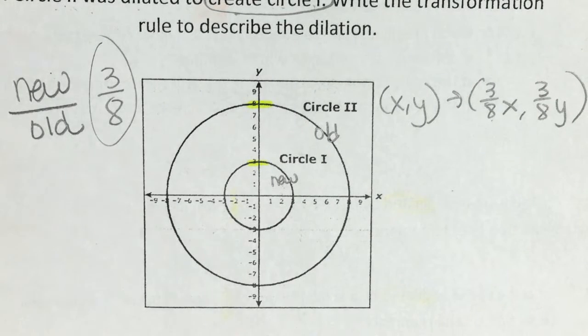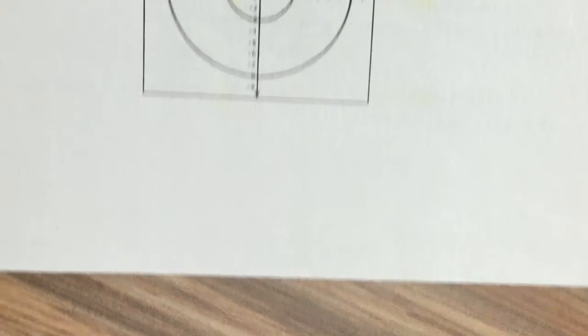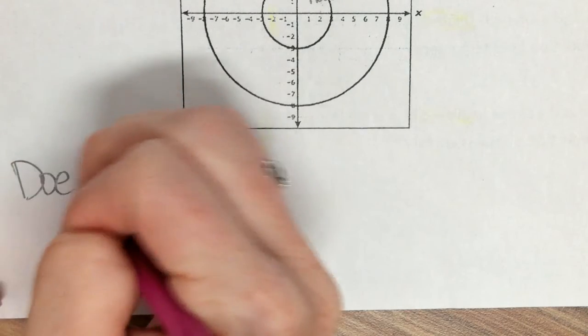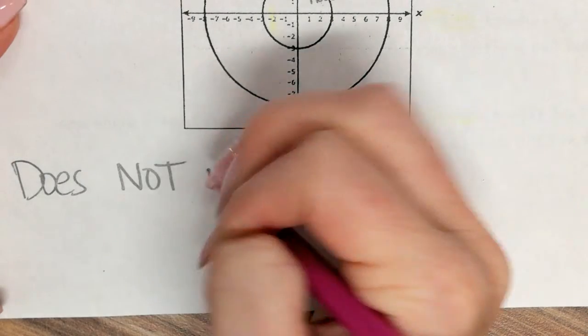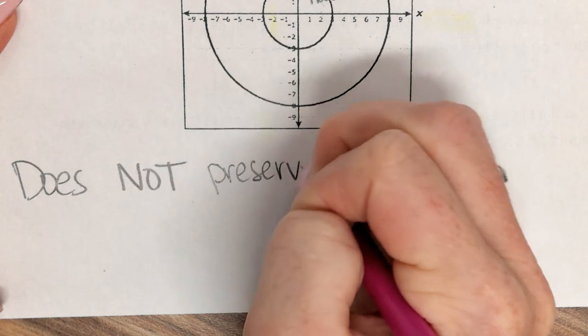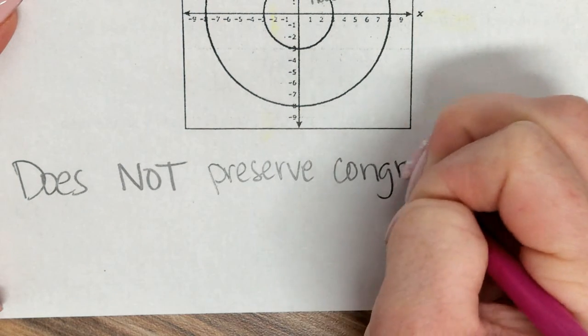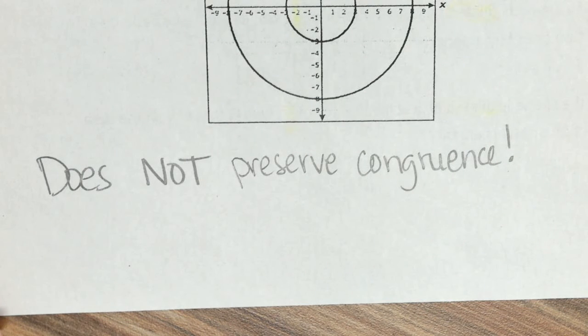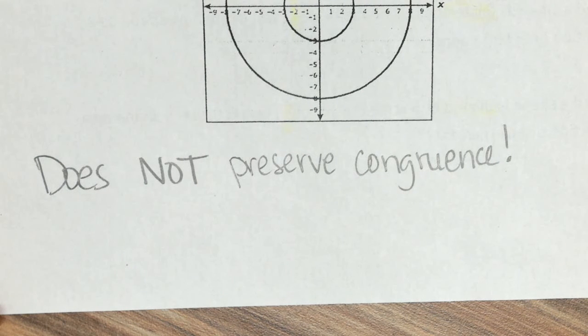All right, last thing I want y'all to do at the very bottom is let's write what's important. When I take a shape and I make it bigger or smaller, does it preserve congruence? No, write that. Does not preserve congruence. This is important. It's all over your assignment. Does not preserve congruence.